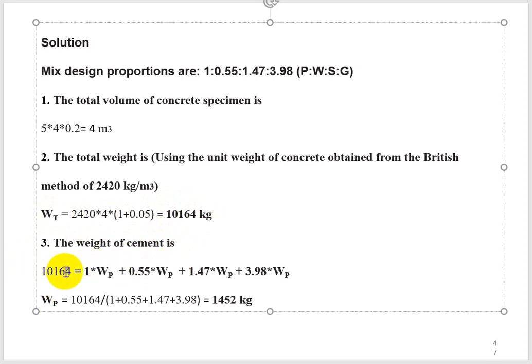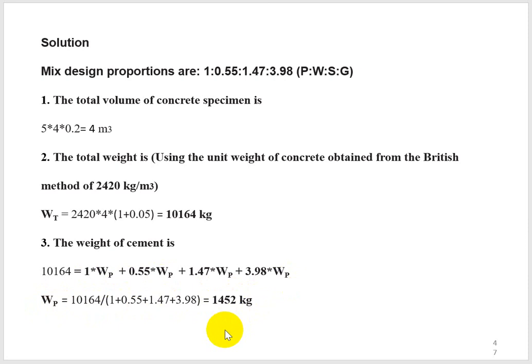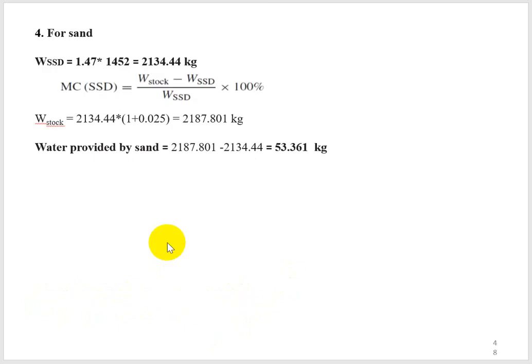Now we calculate the weight of the cement, and once we get it, everything will be easier to get. So we multiply, we get all this information in here, and then we get the WP, which is the weight of the Portland cement, and which is 1,452. Okay, so all set now. We have calculated the weight of the Portland cement, so everything should be easier now.